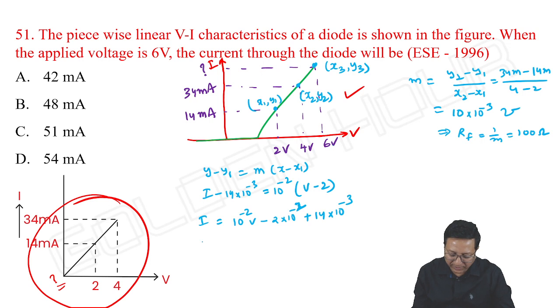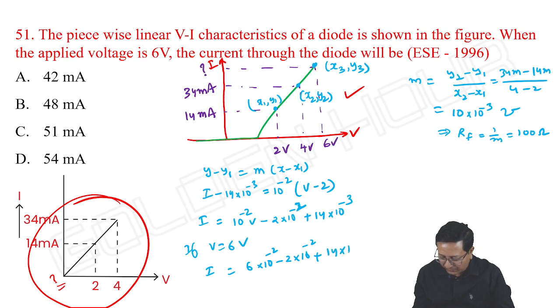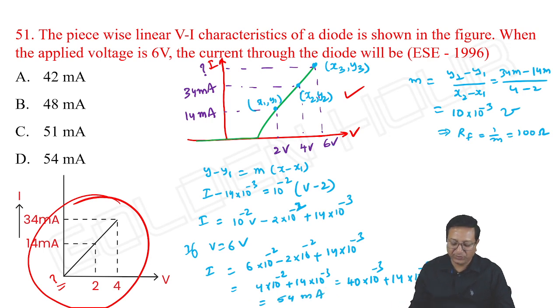So if voltage is equal to 6 volts, what is the current? If V is equal to 6 volts, then I is equal to 10 power minus 2 into 6 minus 2, plus 14 into 10 power minus 3. 6 minus 2 is 4. 4 into 10 power minus 2 plus 14 into 10 power minus 3. 4 into 10 power minus 2 can be written like 40 into 10 power minus 3 plus 14 into 10 power minus 3. Ultimately, what we get? 54 milliamperes. That's it.